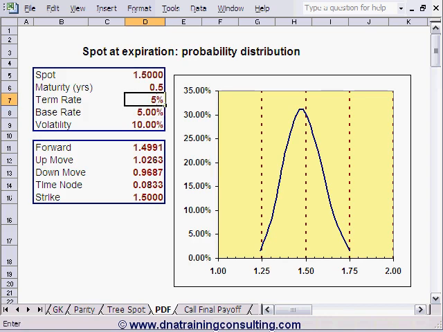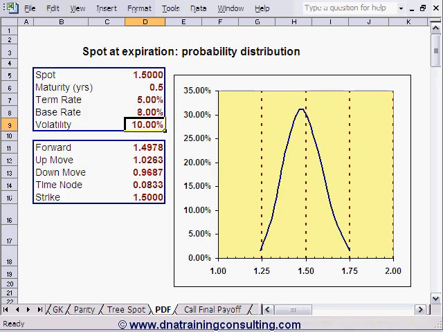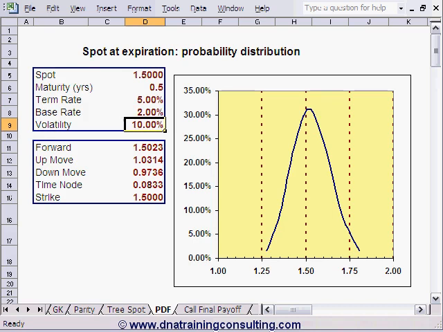Resetting the term interest rate to 5%, and now increasing the base interest rate to 8%, would, in the formula for the forward, reduce the forward and therefore would shift the entire graph to the left. And vice versa if instead I had reduced the base rate from 5 to 2%, causing the whole graph to shift to the right.